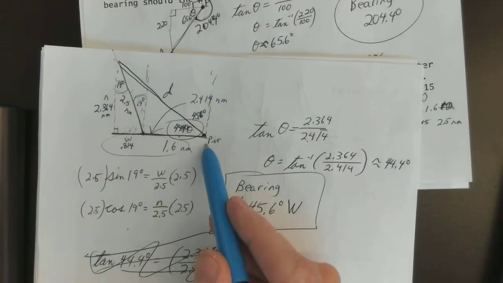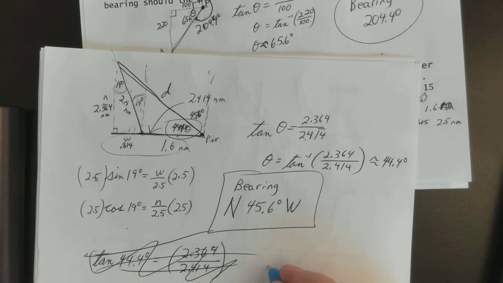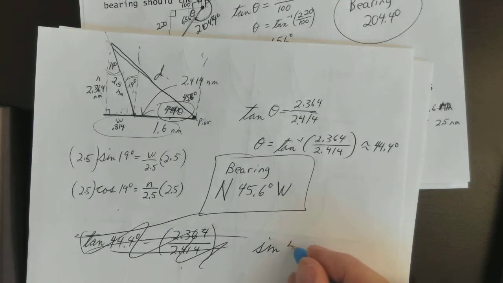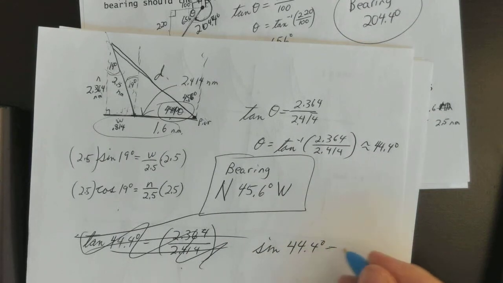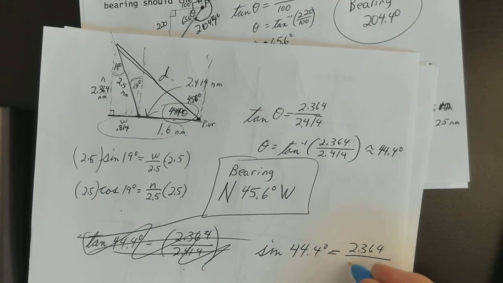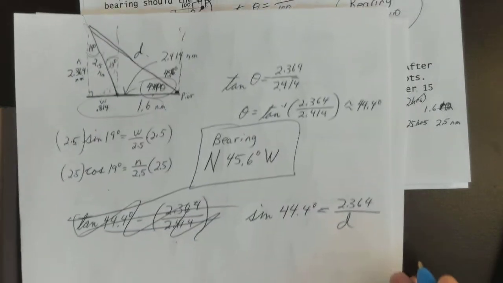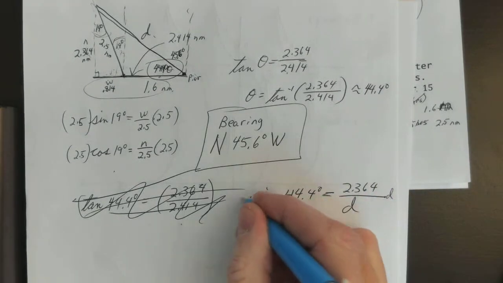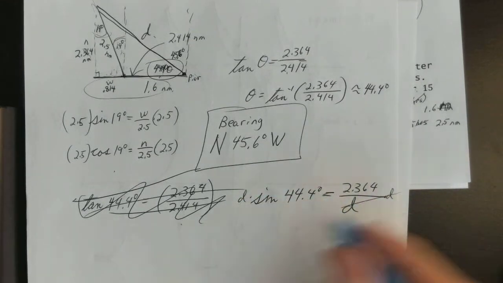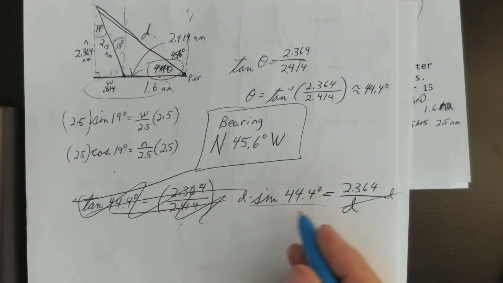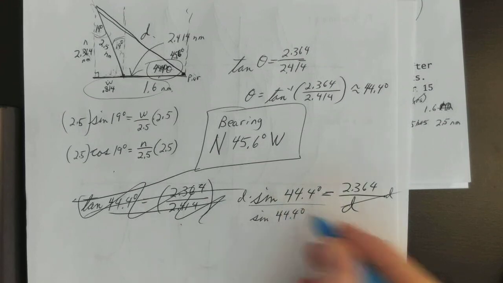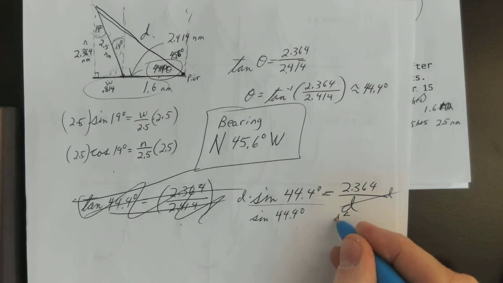I want D, that's a hypotenuse. So let me take the opposite over hypotenuse. Let's take the sine of 44.4 degrees, and that is 2.364 over the hypotenuse, which I'm calling D. Sorry about that. I'm going to multiply both sides by D. That cancels. And then I'm going to divide by the sine of 44.4 degrees on both sides.